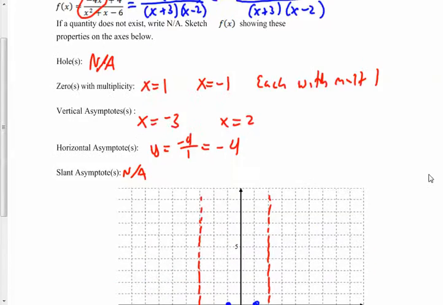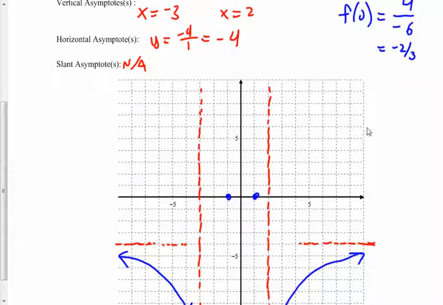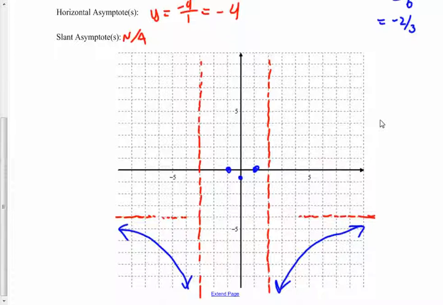To see what happens in the middle here, it might be helpful to add one more point to this graph. One nice easy point to look at is the y-intercept. We can find that by plugging in 0 into our function. When we plug 0 into the function, the top should go to 4, the bottom should go to negative 6. So we have the point negative 2/3 for y when x is 0, somewhere about here. Using this, we can now connect to draw the rest of our graph.